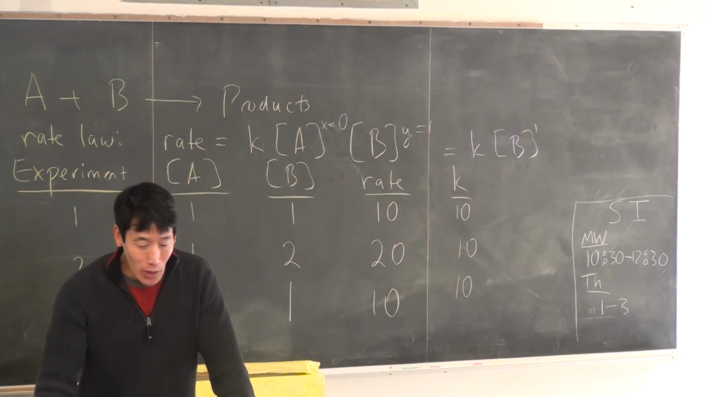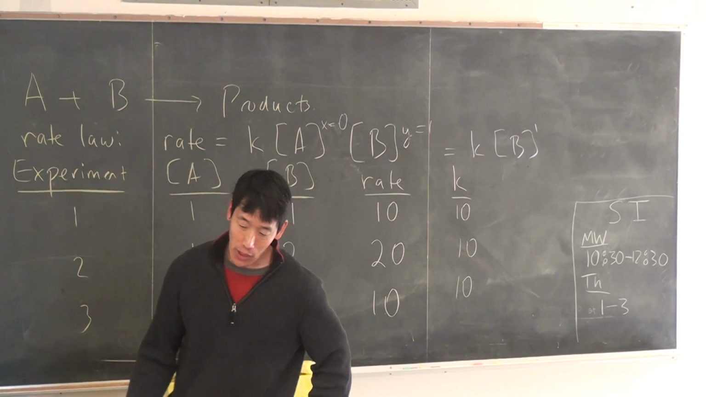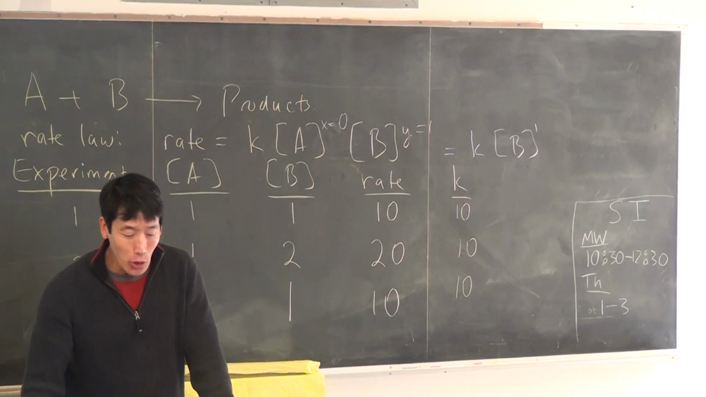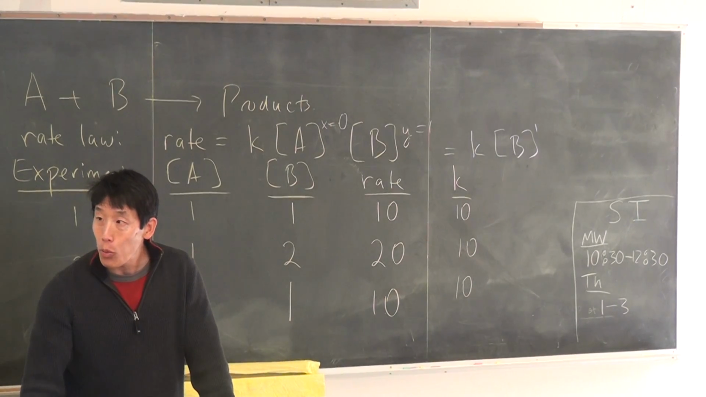Before we do one of these problems from the textbook, let's answer this question. A reaction is first order in reactant A. If we double the concentration, what's going to happen to the rate? Is it going to stay the same? Is it going to double? Is it going to triple? Is it going to quadruple?